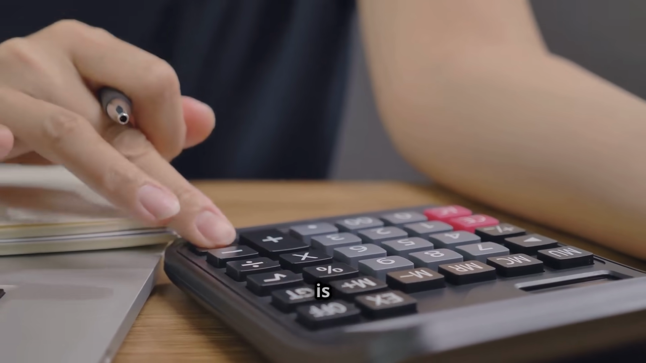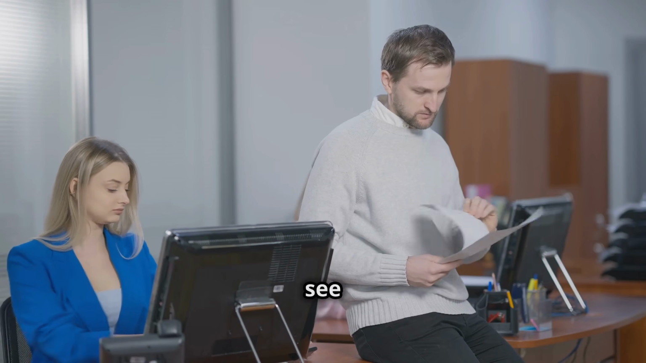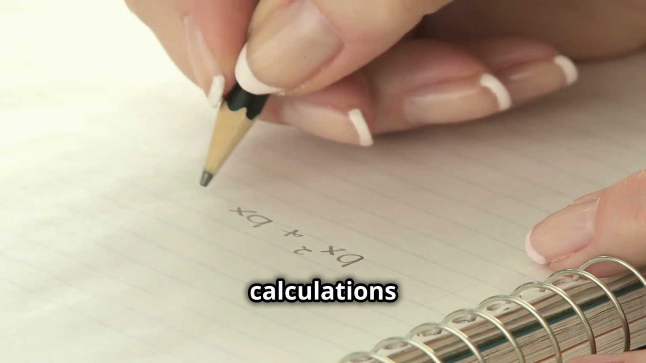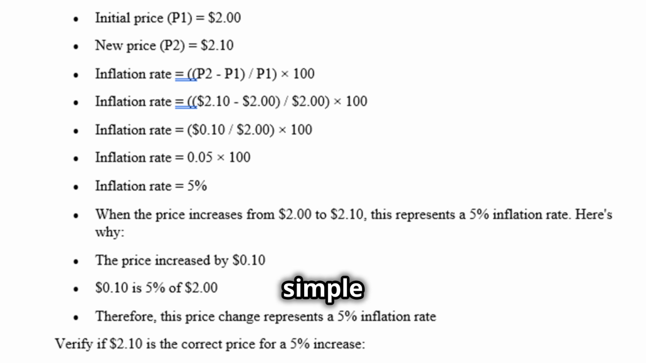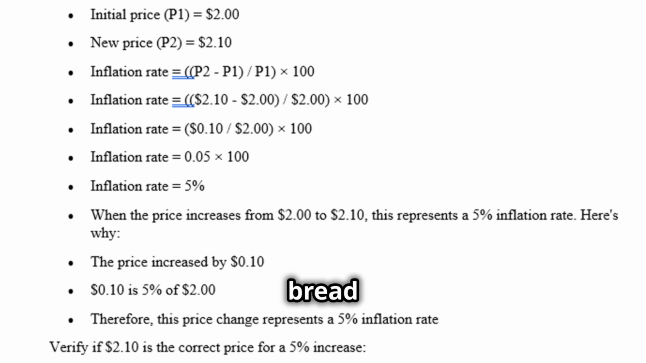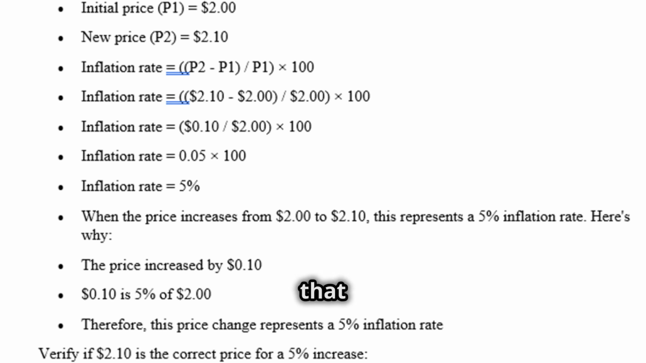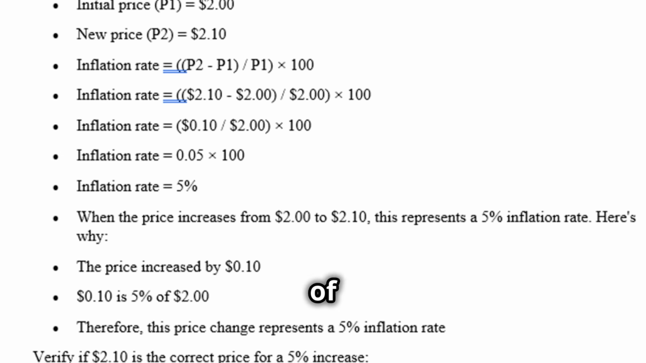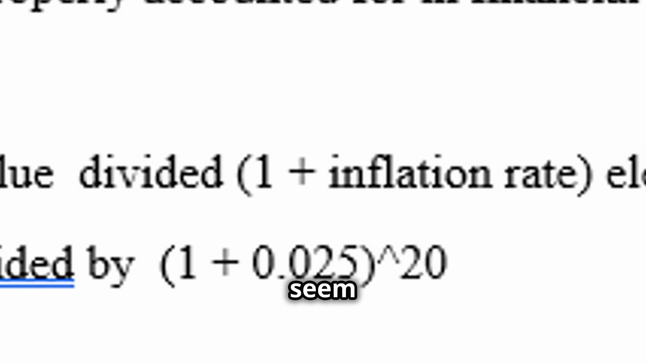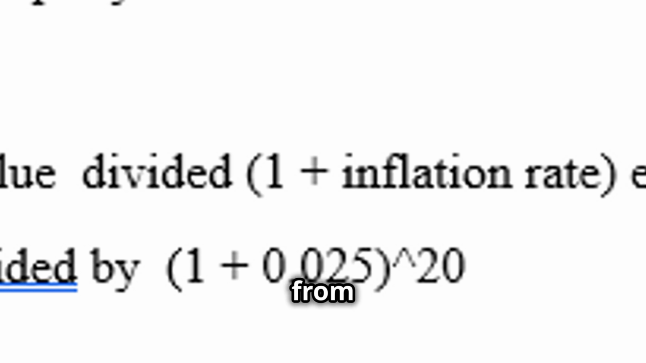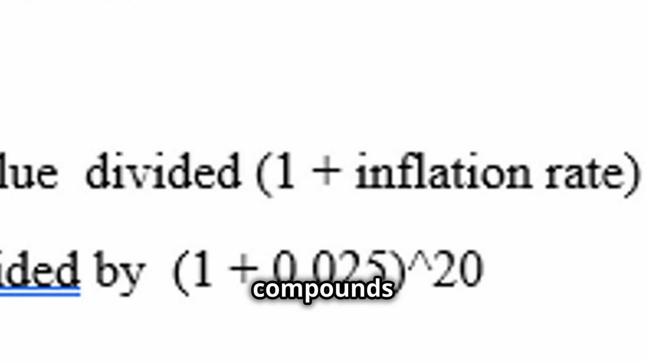Now some stretching. This is very easy, but if you don't like math, see the description. You have all the calculations there. Here's a simple example. If a loaf of bread costs $2 today but costs $2.10 next year, that represents inflation of 5%. While this might seem small, inflation affects everything from groceries to housing and compounds over time.